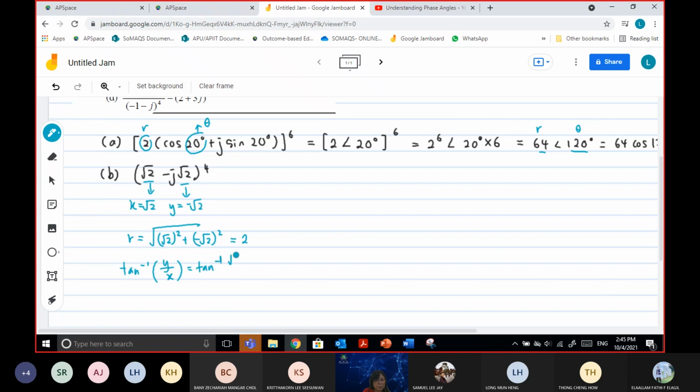Remember, I always put the values without the sign. So I get arctangent of 1. The arctangent of 1 is actually equal to 45 degrees. So this is a basic angle.